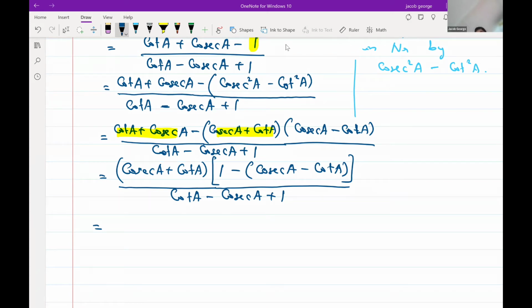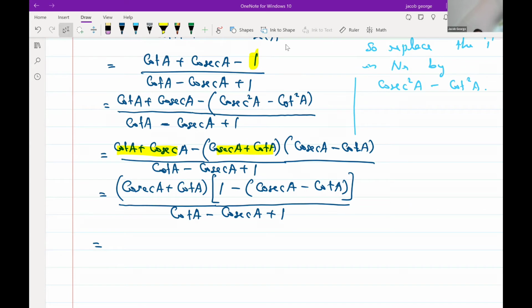Common factor. Okay, because this one you have to write this step. 1 is replaced. Even this one also okay, right? A plus B. Now this is first term and this one second term. In these two terms, here cosec A plus cot A, here also cosec A plus cot A, I have taken it common.